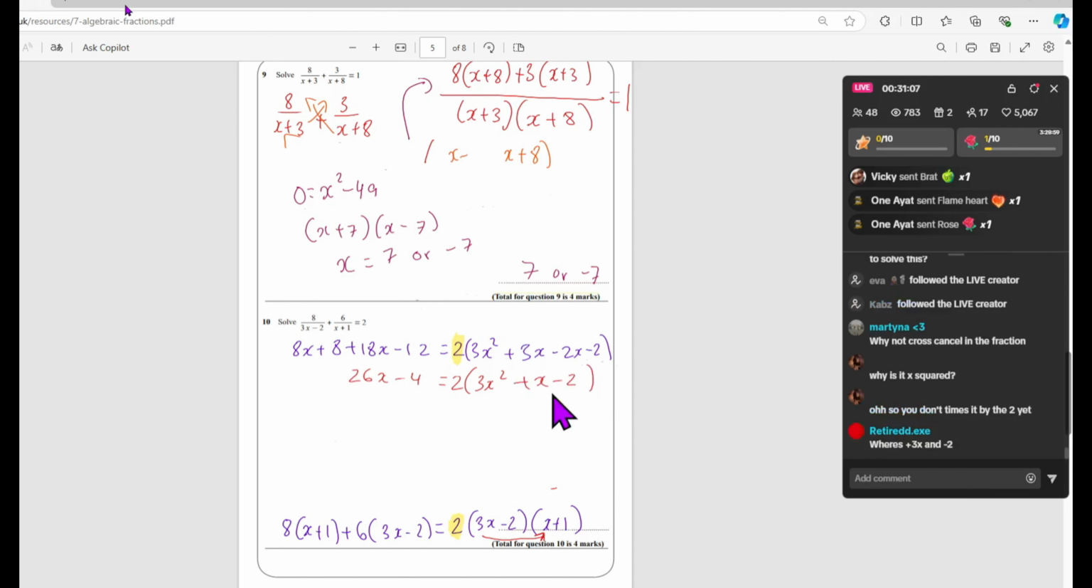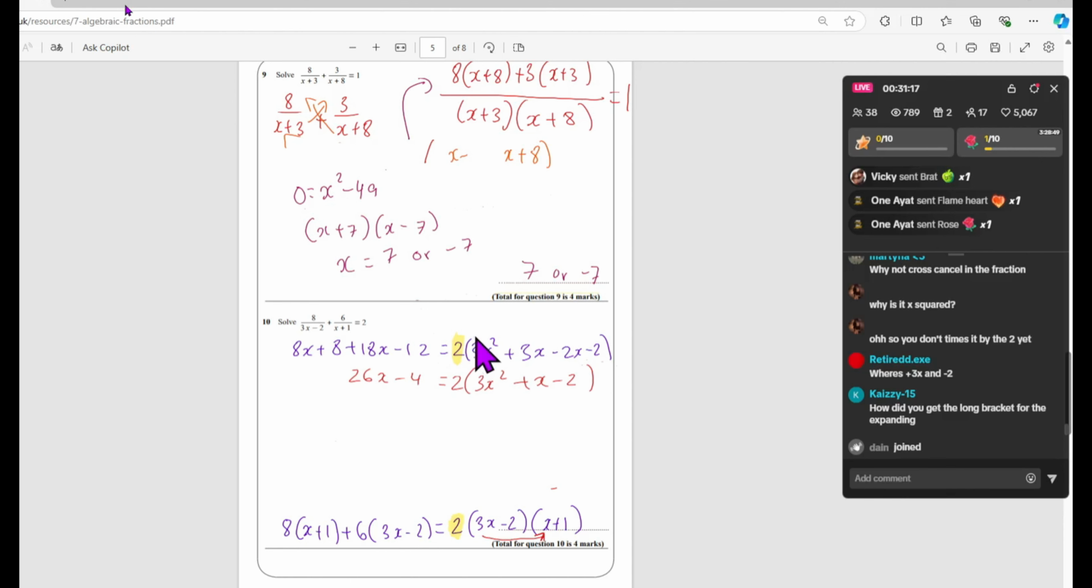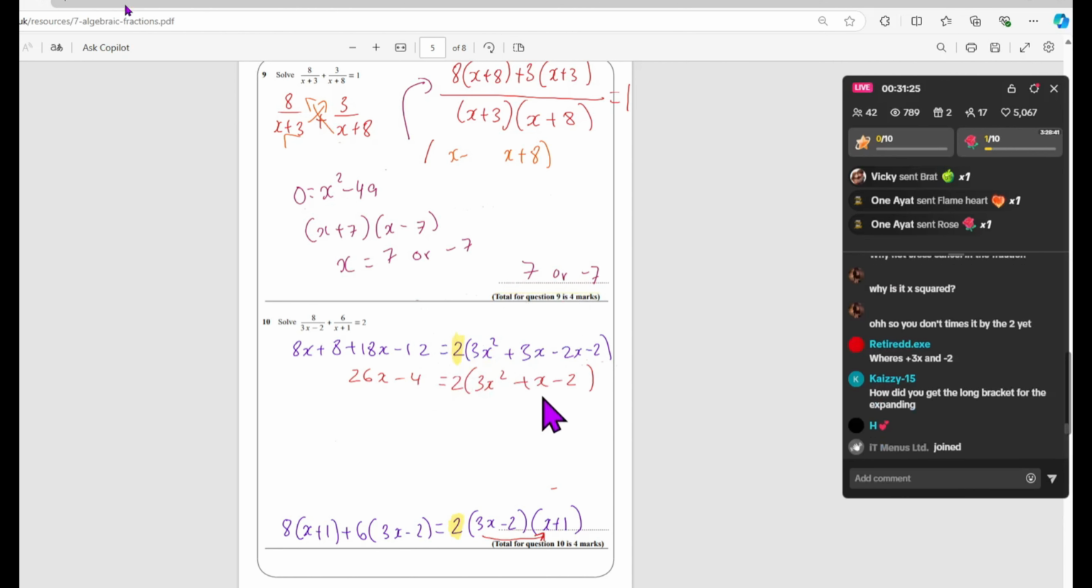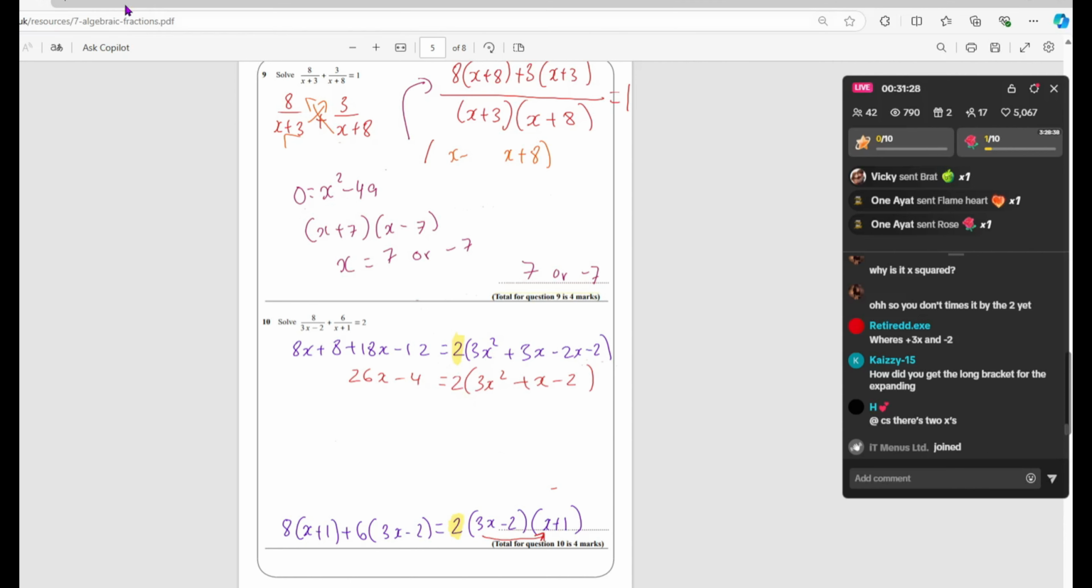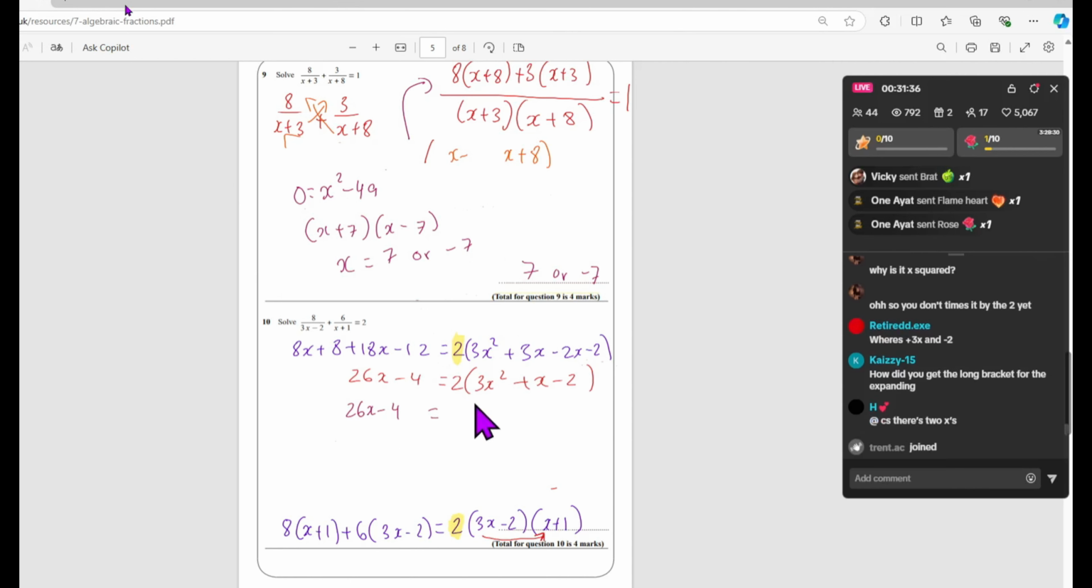Now everything is simplified. Now we are going to expand in the 2. Now it's going to be much easier, because if we expanded in the 2 over here, then it would have been quite long. I'd have to do 2 times 3x squared, and 2 times 3x, and 2 times minus 2x, and 2 times negative 2. Over here we only have 3, okay? Now, we expand it out. And we're going to get 26x minus 4. This stays the same. And then you're going to have 6x squared plus 2x minus 4. Okay? Expand in the 2 to get rid of that 2.